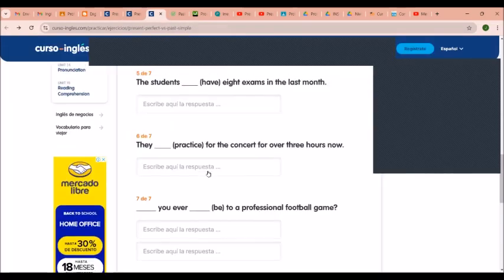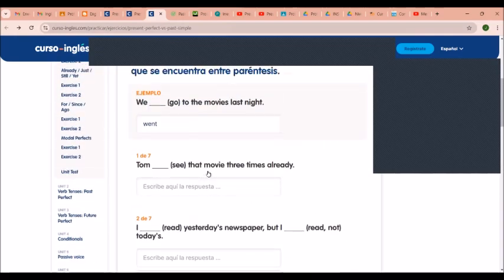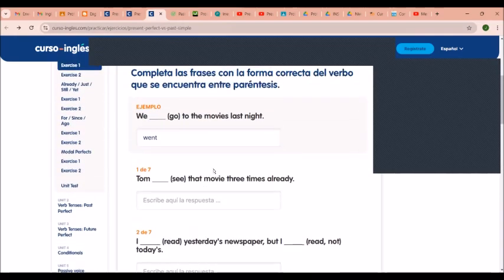Remember, we're choosing between the present perfect or the past simple. Here, for example, in this example, we have a time expression to give us a clue. Last night. So that's finished. And our verb is go. What's the past simple of go? Went. It's an irregular verb. So therefore, I would say we went to the movies last night.